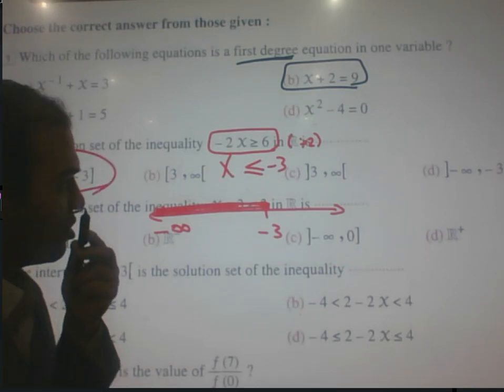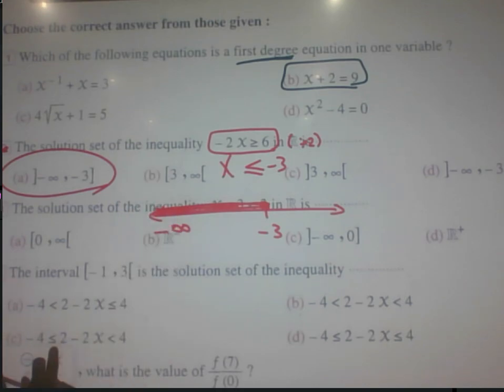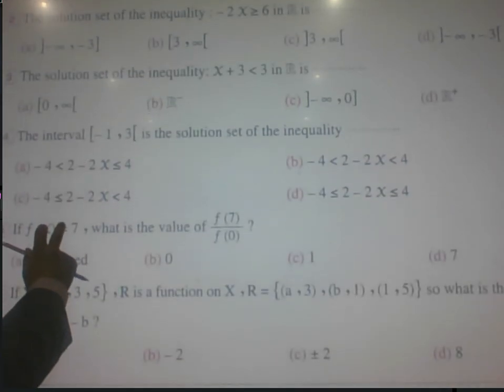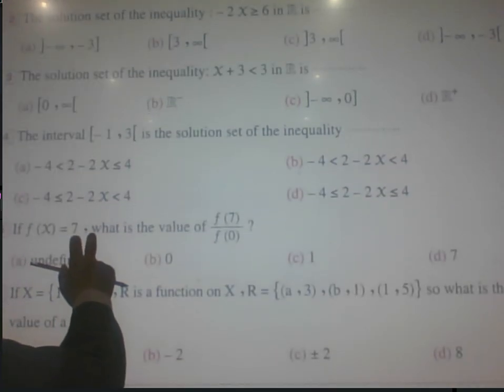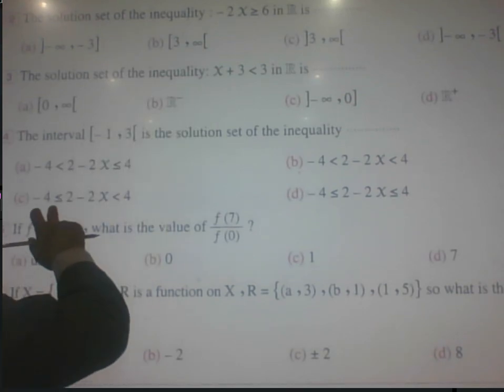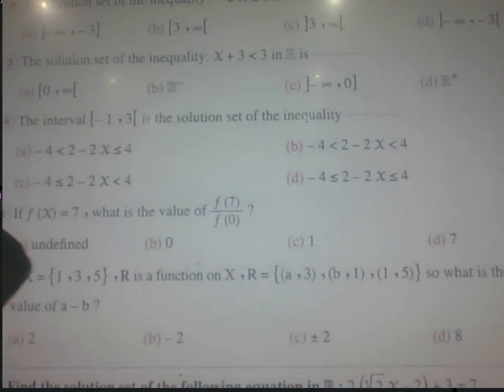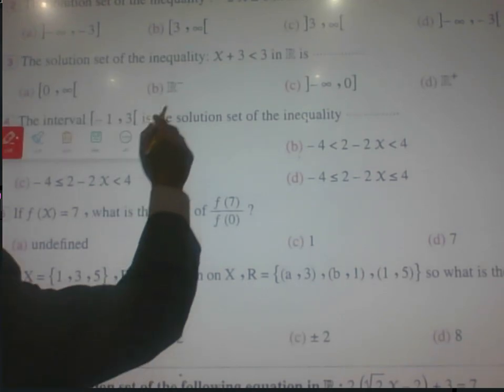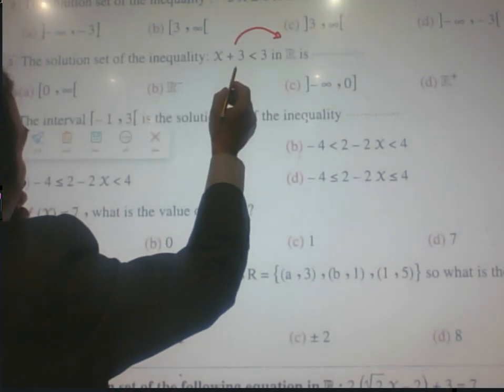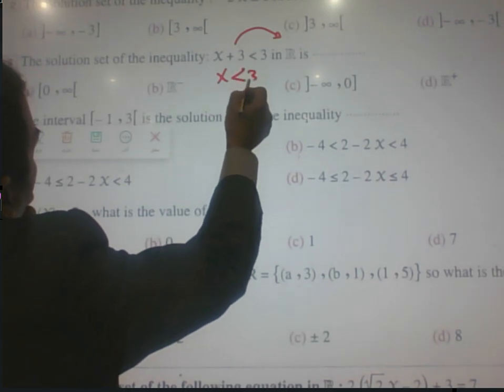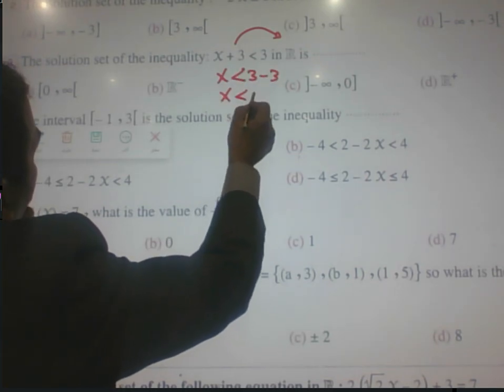Okay. Next question down here. Number 3. The solution set of the inequality x plus 3 less than 3 in R. We can solve this inequality, first step, by moving the 3 from the left hand side to the right hand side and changing the sign. Then x less than 3 subtract 3. Then x less than 0.